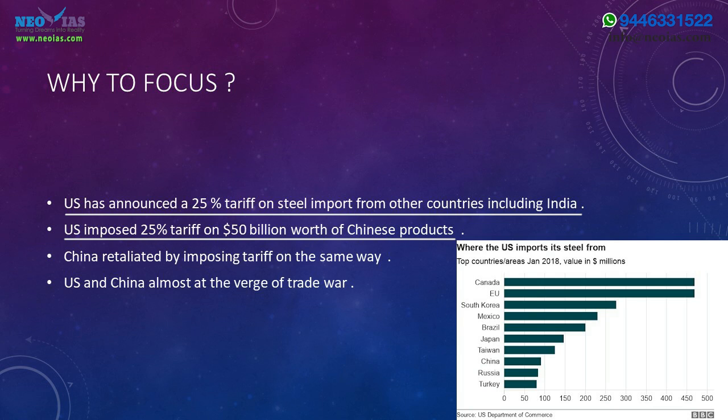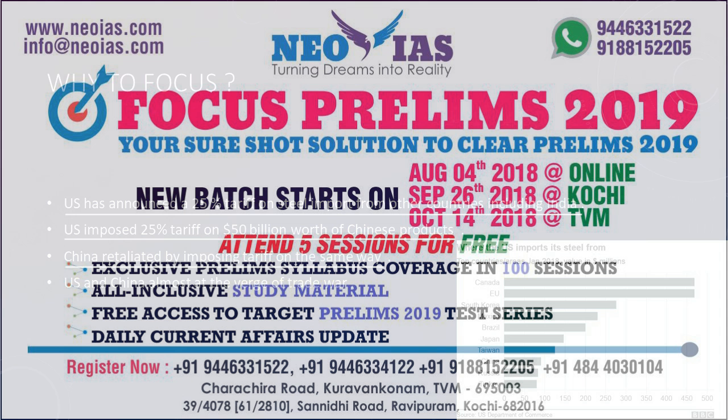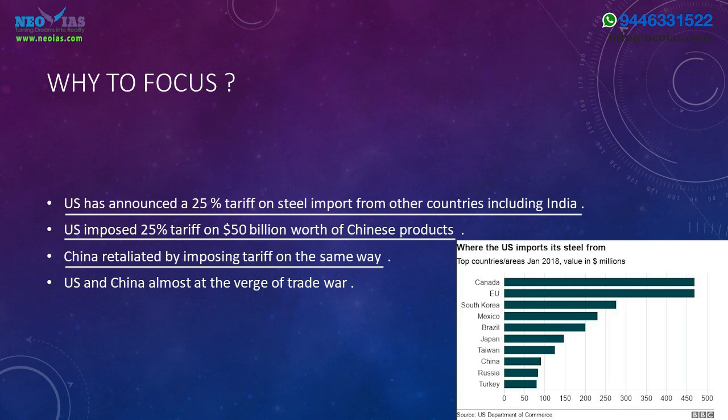So when the US imposed a tariff on China, China retaliated by imposing a counter tariff on US products imported into China. Later, the US again imposed a 10% tariff on 200 billion worth of imports from China, leading both countries to the verge of a trade war. This kind of move by countries, trying to damage each other's trade by imposing tariffs or other methods, is what a trade war is.